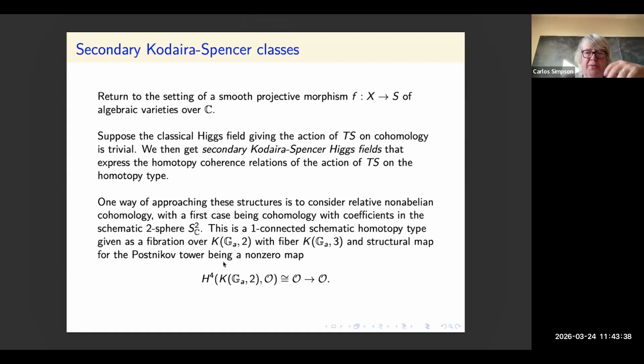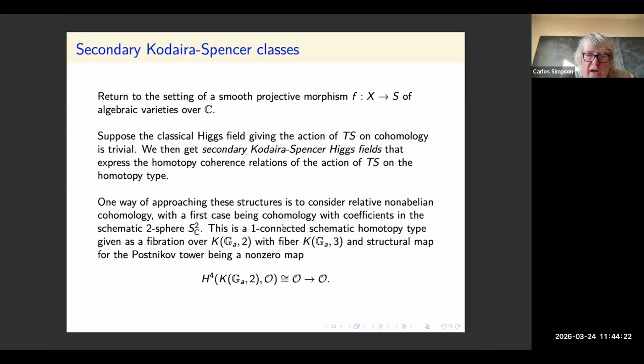And so now let's go back and apply this to our case of a smooth projective morphism. Let's suppose that the classical Higgs field giving the action of the tangent space on the cohomology is trivial. What we want to do is take this previous discussion and transpose it into the Dolbeault homotopy types, where we have a fibration over a base, and the base is the Eilenberg-MacLane stack of the tangent space of the base. So our hypothesis that the monodromy was trivial here becomes a hypothesis that the Kodaira-Spencer Higgs field is 0. In other words, that the tangent space acts trivially on the cohomology of the fiber.